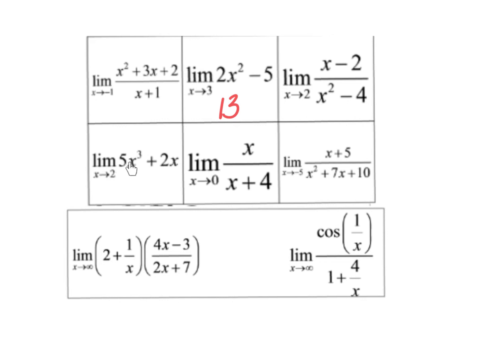5 times 2 cubed, so 8, so 40, plus 4, so 44. Here, if I plug in 0, I get 0 divided by 4. Well, 0 divided by 4 is 0, which, just as an aside, let me say if we get 0 divided by some other number, not 0, like 4, well, that's 0. But if I got 4 divided by 0, that does not exist. Okay? The only time you might have more work to do is if you got 0 in the numerator and the denominator.